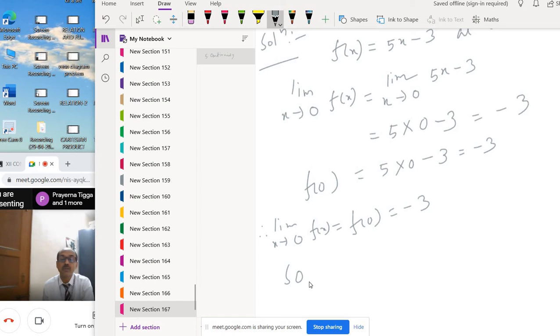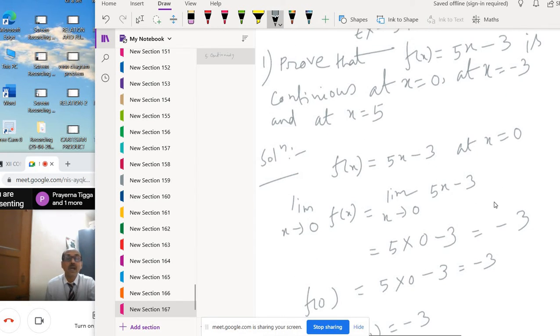So f(x) is continuous at x equal to 0. This is the first part. Is it clear? Hello? Yes, sir. Now another point also, we have to test at x equal to minus 3 also.